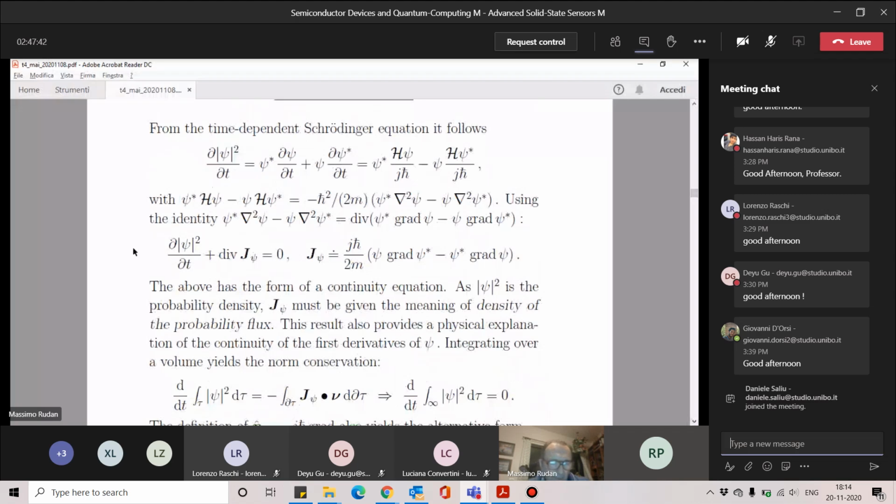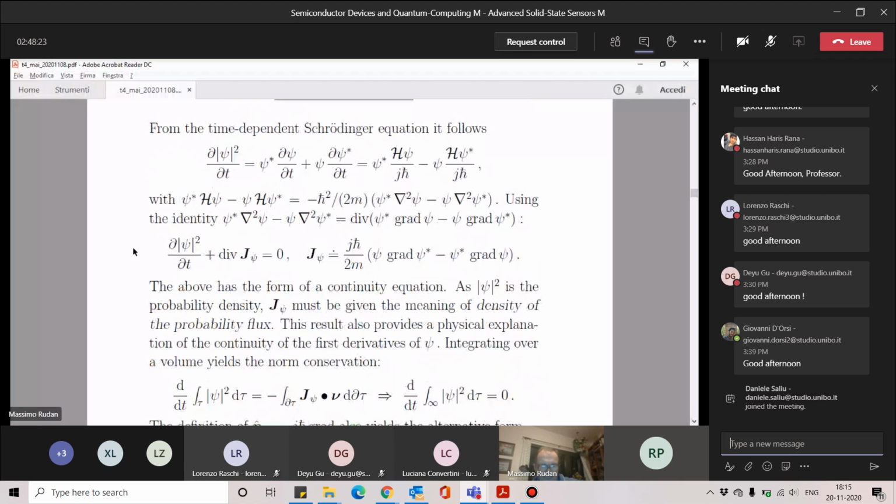that is the derivative with respect to time of the square modulus of the wave function plus the divergence of some vector that we call j sub psi is equal to 0. What is that vector? That vector is jħ over 2m, psi gradient of psi star minus psi star gradient of psi.